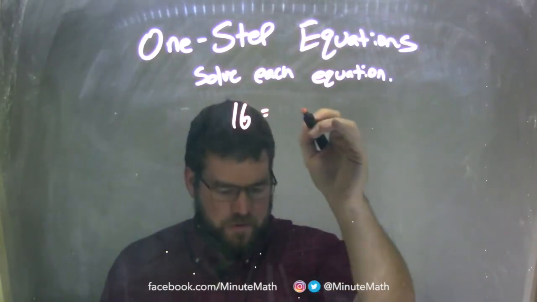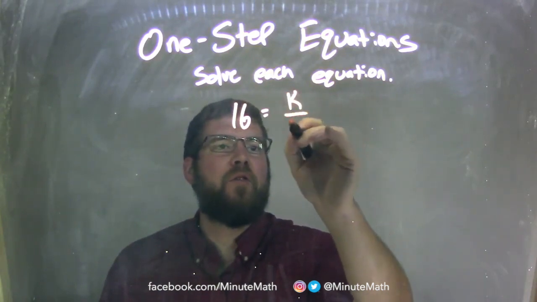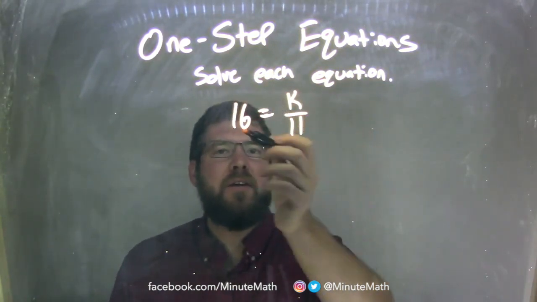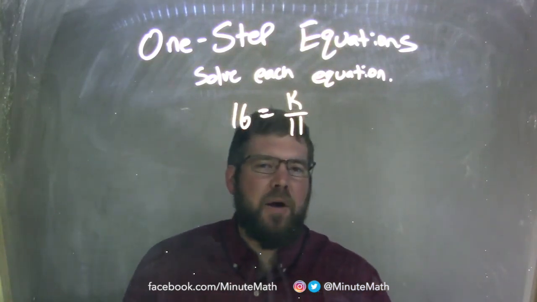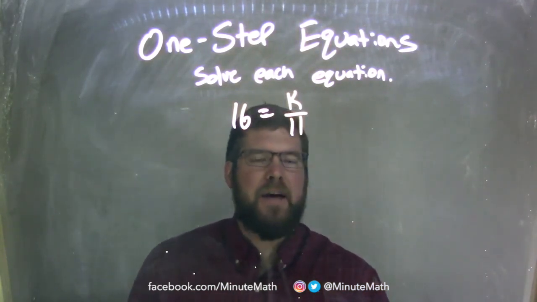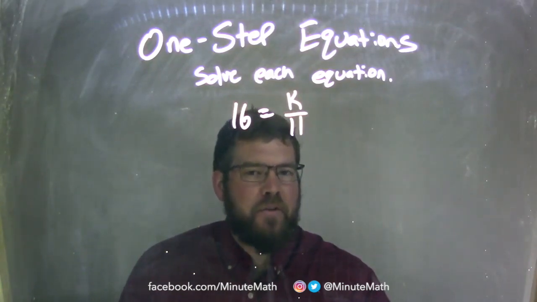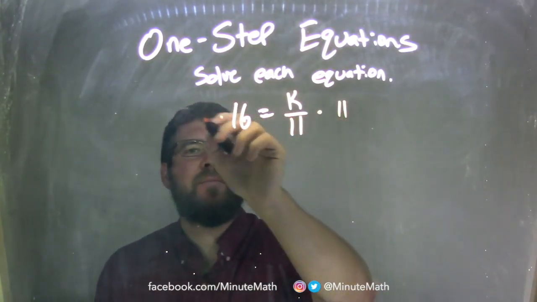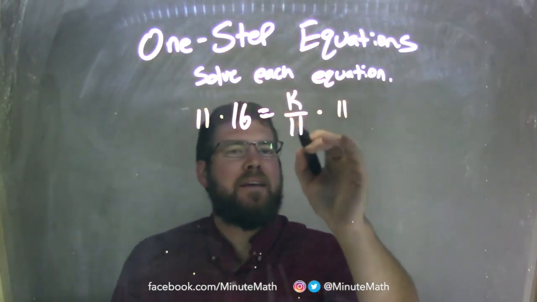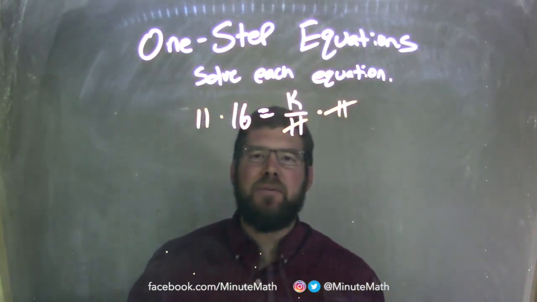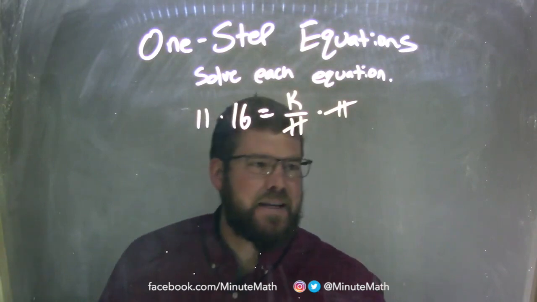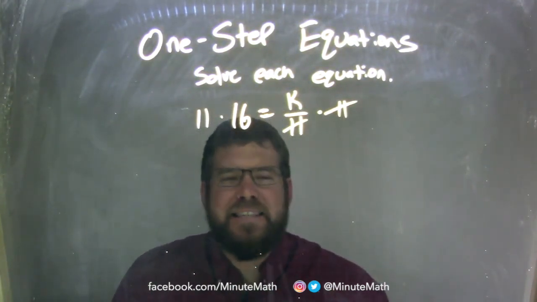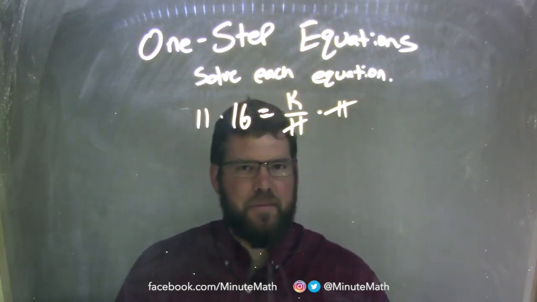16 equals K over 11. Okay. Well, I have K over 11 here and the 16 to the left. K over 11 is K divided by 11. So, well, the opposite of division is multiplication. So I'm going to multiply both sides by 11. So what that does is here on the right, it cancels out the 11. On the left, I have 11 times 16. So let's go multiply that. And remember, order doesn't matter when we multiply. 16 times 11 is the same thing as 11 times 16.